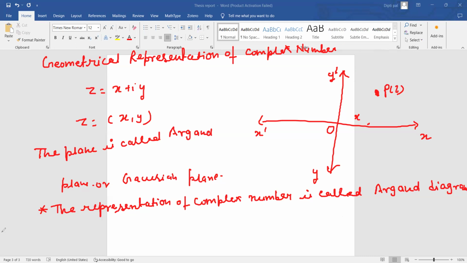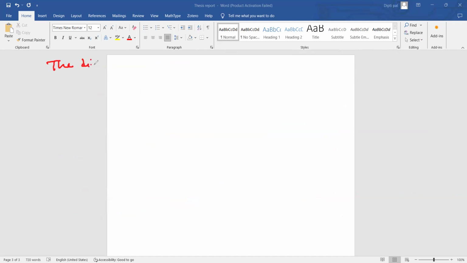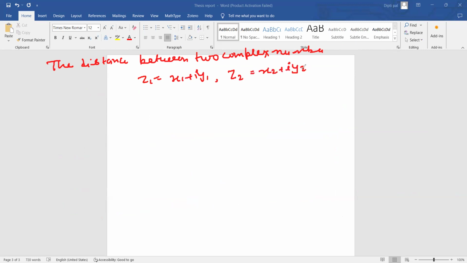Now if we want to find the distance between two complex numbers, if we have z1 equal to x1 plus iy1 and z2 equal to x2 plus iy2, then modulus of z1 minus z2 will be the square root of (x1 minus x2) whole square plus (y1 minus y2) whole square. This is the distance between z1 and z2.